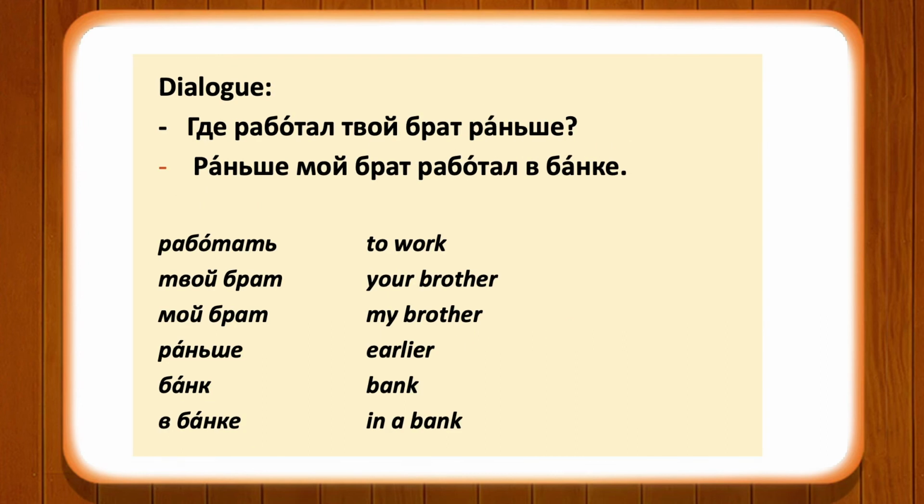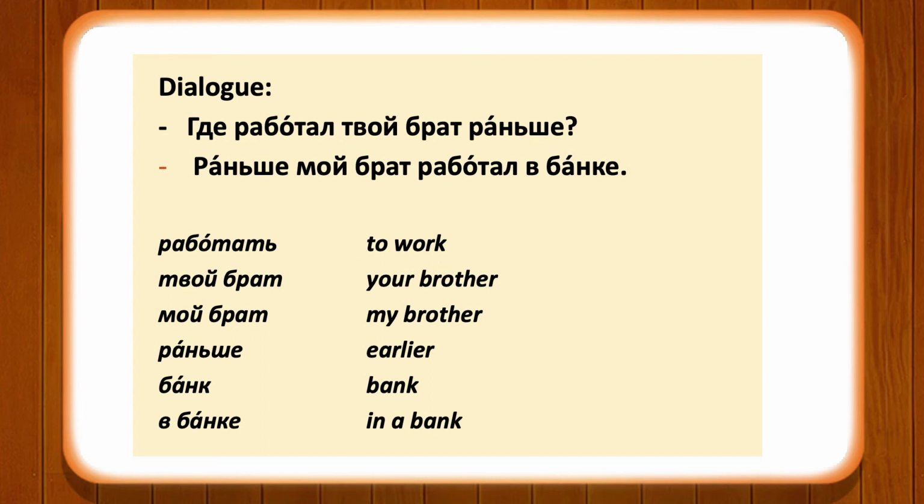The next dialogue is: где работал твой брат раньше? Где, where. Работал is the past tense form of the verb работать, which means to work. Твой брат, your brother, раньше, earlier. The sentence in English would be: where did your brother work earlier? Работал is in the masculine form because твой брат is masculine.